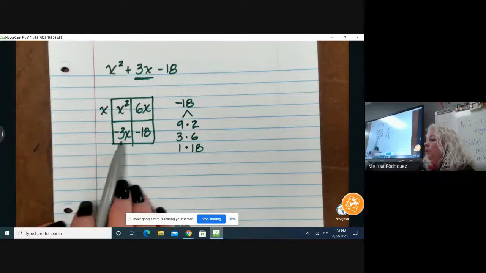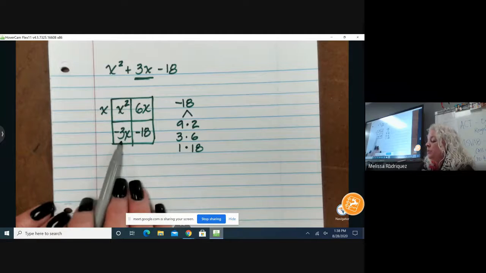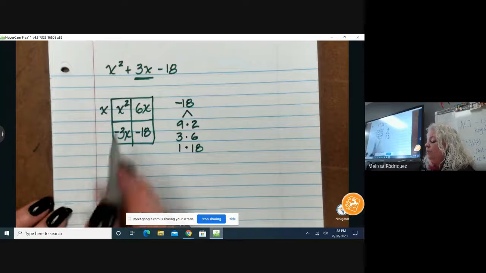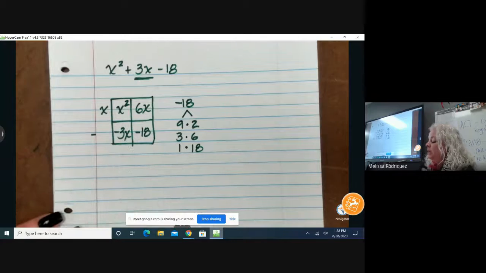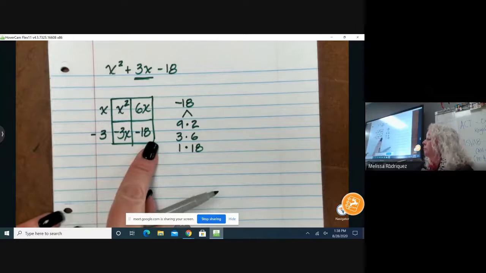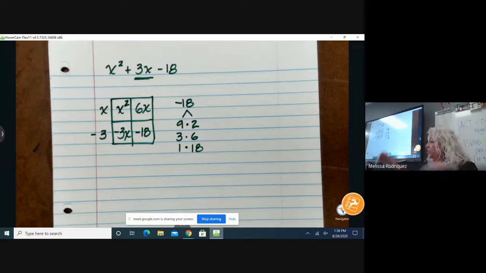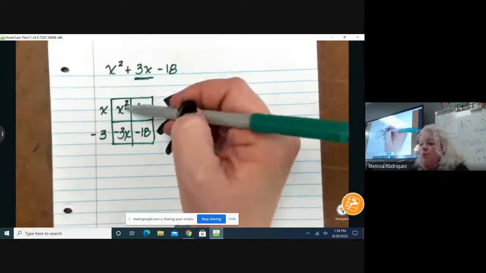And let's look at this bottom row. Negative 3x and negative 18. What are they both divisible by? Negative what? 3. Negative 3. They are both divisible by a negative 3. And remember, I'm always going to look for the biggest factor, okay? GCF.